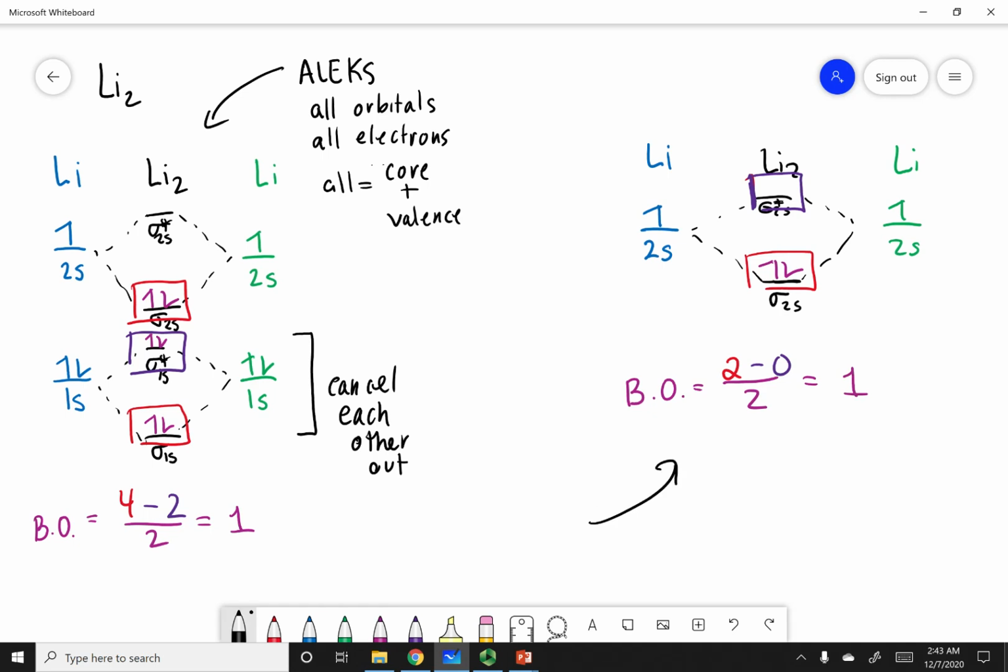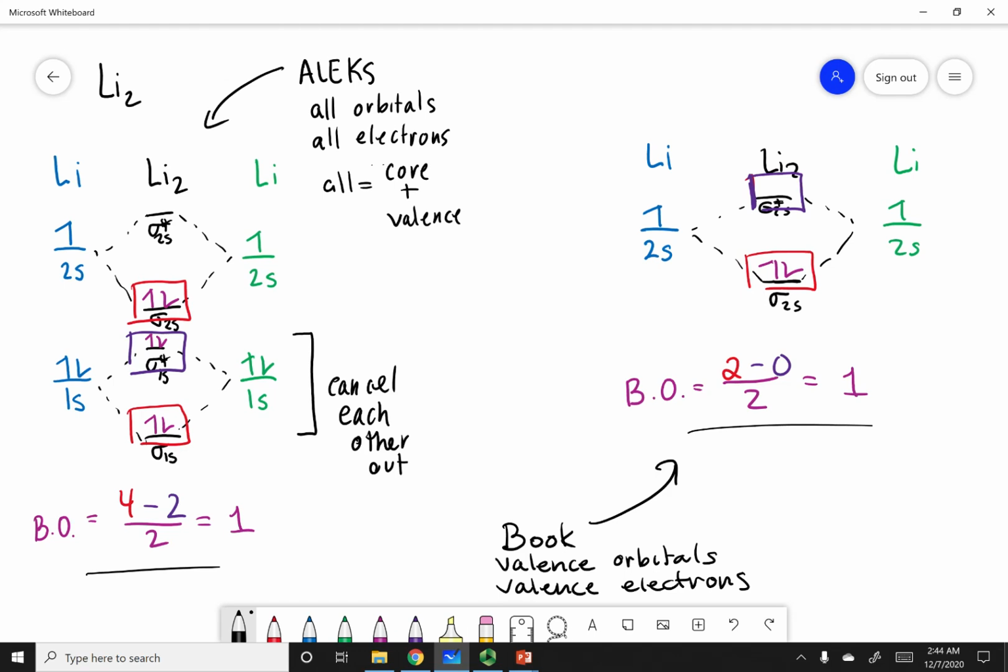So this is the book method. In this method, you use the valence orbitals with the valence electrons, and you will get the same answer. The only caution I have is that you have to be consistent. If you are only using valence orbitals, you have to use just the valence electrons.